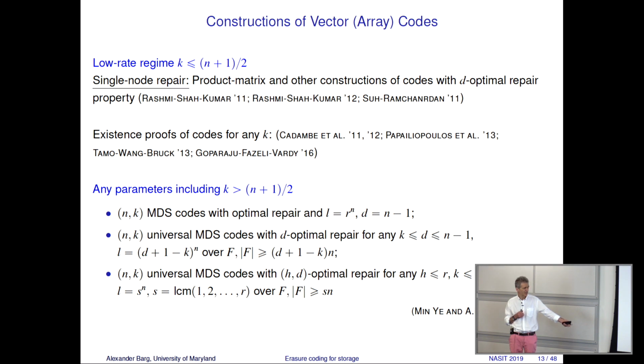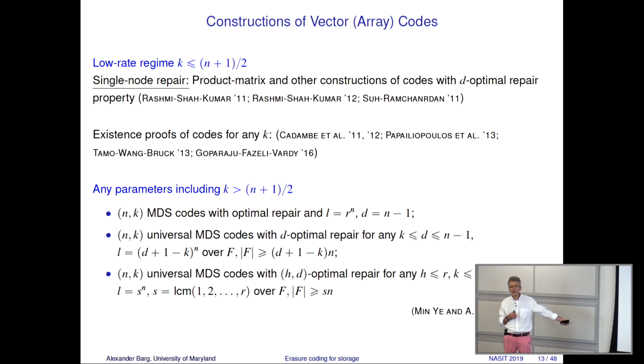This is correct. Something like this is here, I just don't remember. Over the field F of size at least s n. So the field size is still more or less linear in n. Sub-packetization is exponential in n. And this is work with Min Ye from 2017. I will go over this construction. A few elements here should be mentioned.